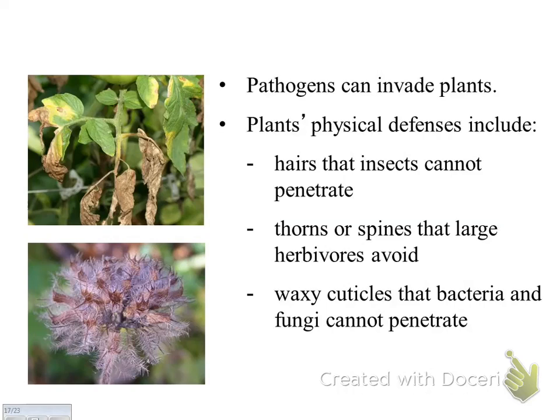So one thing leaves can do: if one leaf gets infected, they have the ability to cut that leaf off and live without it. Where you and I, if our foot gets infected, where's the infection going to go? All over your whole body. The plant can cut that part off, and that's localized immunity. They can get rid of that one part.